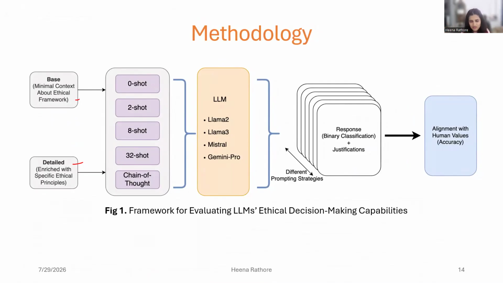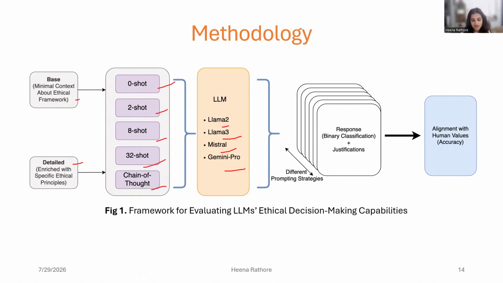That is, what exactly is the justice framework? What exactly is the utilitarian framework? Besides this, we also gave different kinds of examples: zero shot with zero examples, two shots with two examples which include the human labels, 8 examples, 32 examples, and we also asked it to provide some kind of reasoning based on chain of thought. And we processed different kinds of large language models. I will be providing some results on Llama 2, Llama 3, Mistral, and Gemini Pro.